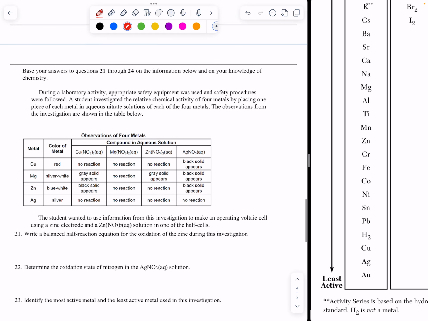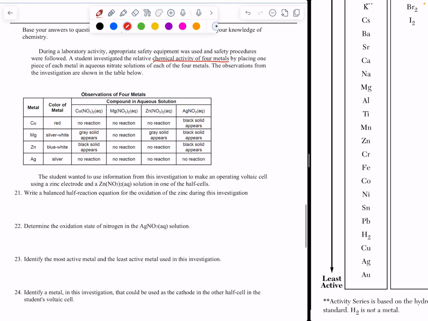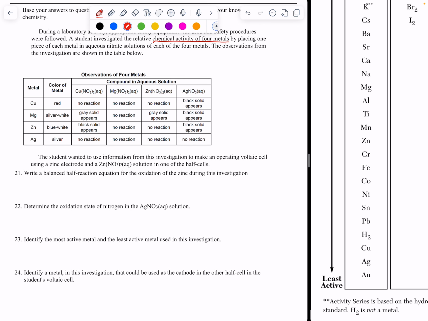All right. 21 through 24 are based on this reading and this table. During a laboratory activity, appropriate safety equipment was used and safety procedures were followed. A student investigated the relative chemical activity of 4 metals by placing one piece of each metal in aqueous nitrate solutions of each of the 4 metals. The observations from the following investigation are shown in the table. So we have this table that kind of just summarizes the investigation.